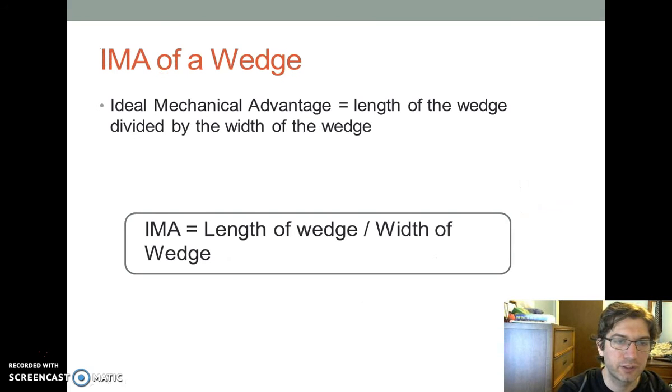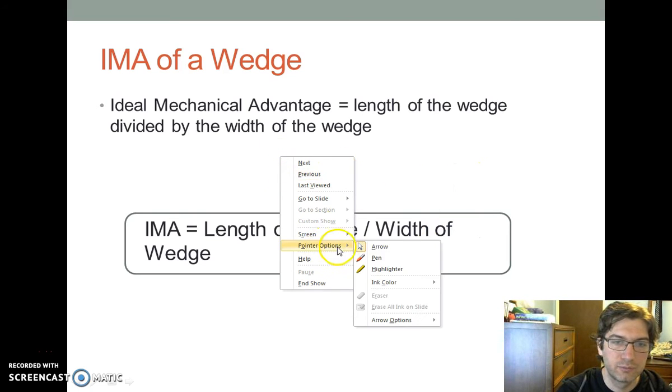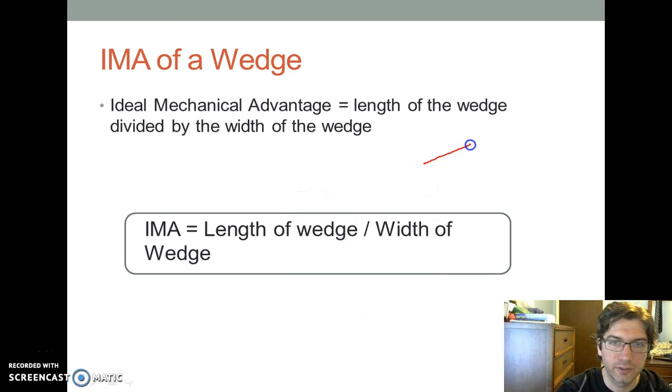So ideal mechanical advantage here, you have length of the wedge versus the width of the wedge. And you can think of that width as being the height of that inclined plane if you think of a wedge as just 2 inclined planes stuck together. So here's one inclined plane, and there's your other inclined plane, and now I have a width here and it tapers at the edge. So the length of the wedge would be this value right here versus the height of the wedge, which would be this value right here. You can think of them as inclined planes.